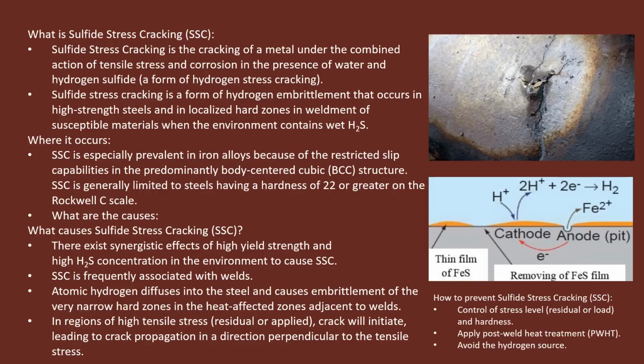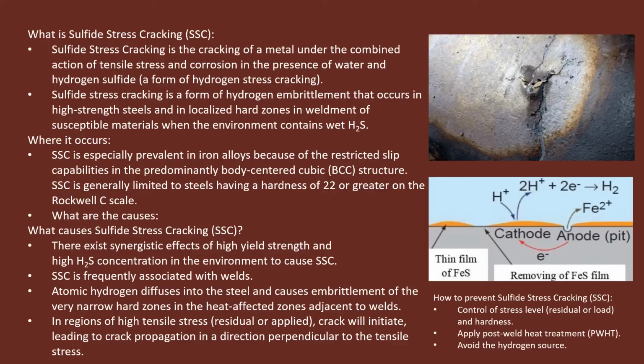Now where it occurs. In most cases it occurs in iron alloys because of restricted slip capabilities in the predominantly body centered cubic structures. So you can say it occurs mostly in body centered cubic structures. Again, it occurs in those steels which have a hardness of 22 or greater on the Rockwell C scale. So these two scenarios are there: when there is a hardness of this much, and when there is a body centered cubic structure.